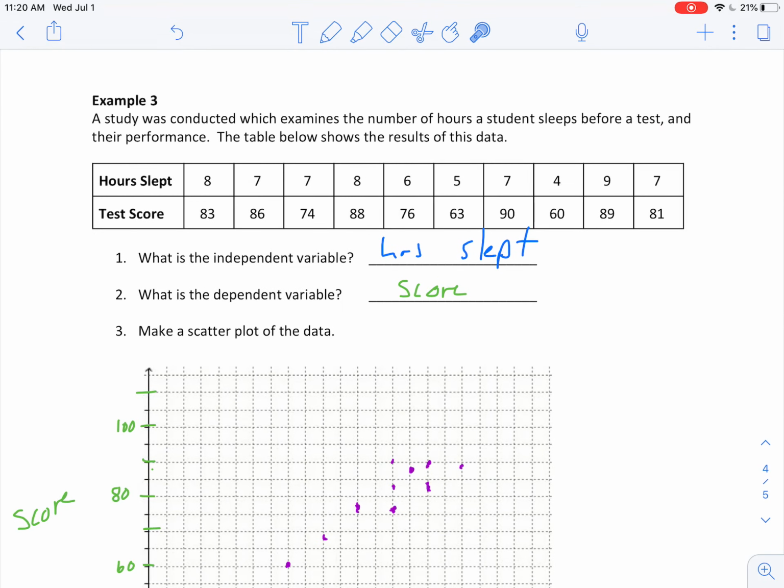All right, let's get into actually doing some scatter plots. A study was conducted which examines the number of hours a student sleeps before a test and their performance. The table below shows the result of this data. So here's hours slept, and here's the test scores. What is the independent variable? Well, the independent variable is hours slept. What is the dependent variable? Well, it would be the score of their test, right? Their score is dependent on how many hours of sleep they get.